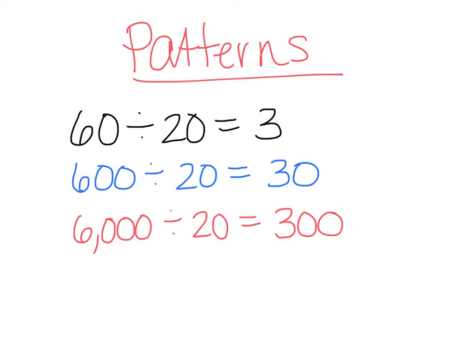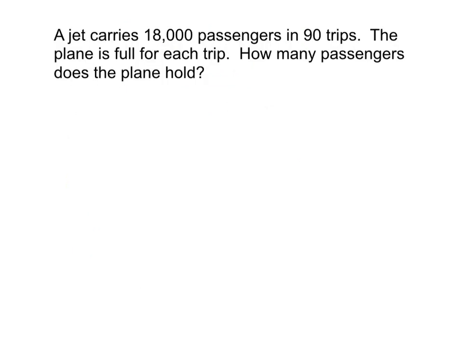Our dividend has 1 zero, 2 zeros, 3 zeros. But our divisor always has that 1. So remember, when you crossed it out, it made the 1 disappear. So now there's no zero, no zero. 1 zero, 1 zero. 2 zeros, 2 zeros. Hopefully that makes sense. Okay, here's another problem.